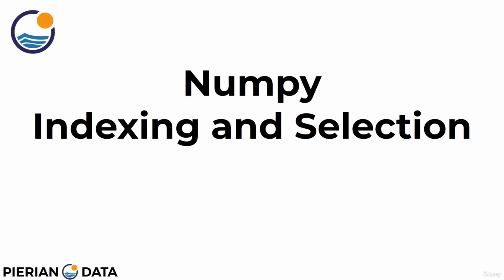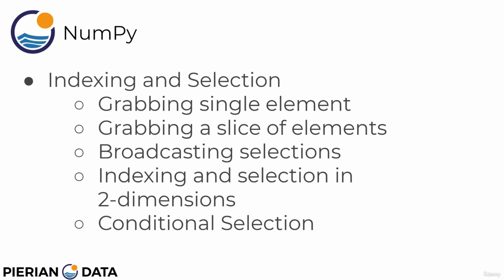Welcome back, everyone. In this lecture, we're going to talk about indexing and selection in NumPy. Specifically, we'll first talk about grabbing a single element, then expand this to grabbing a slice of elements. Then we'll talk about broadcasting those selections, indexing and selection in 2 dimensions, and then we'll talk about a very important topic called conditional selection, which we will also see a lot in Pandas and dealing with data and data cleaning in general. Let's head back to the notebook and get started.